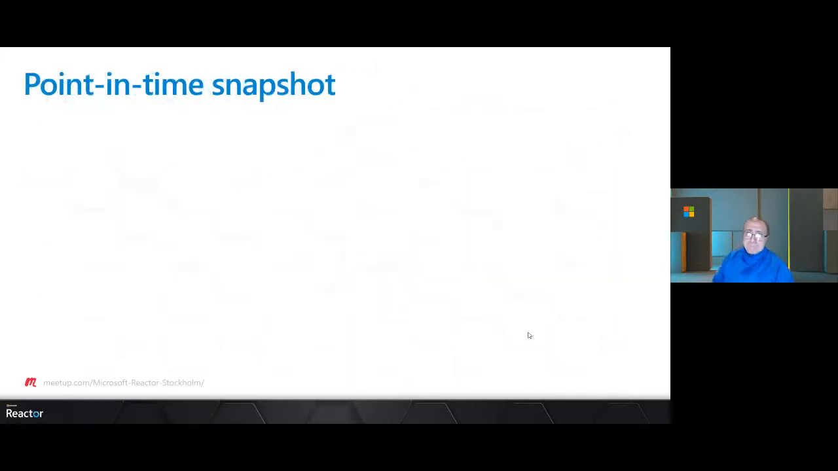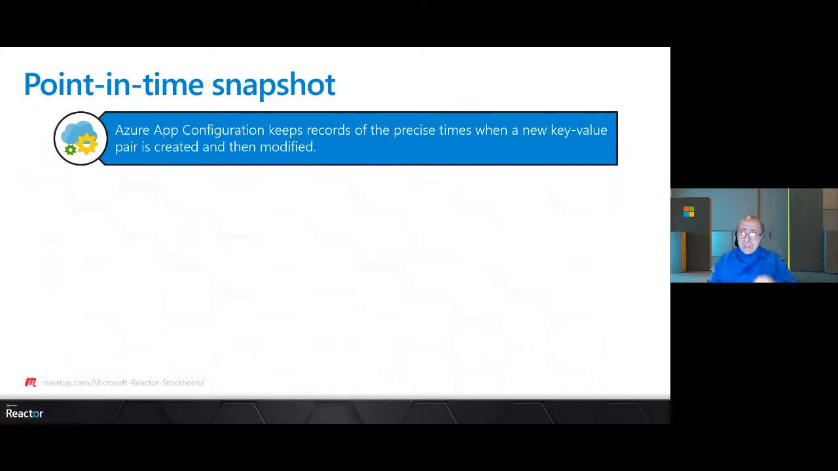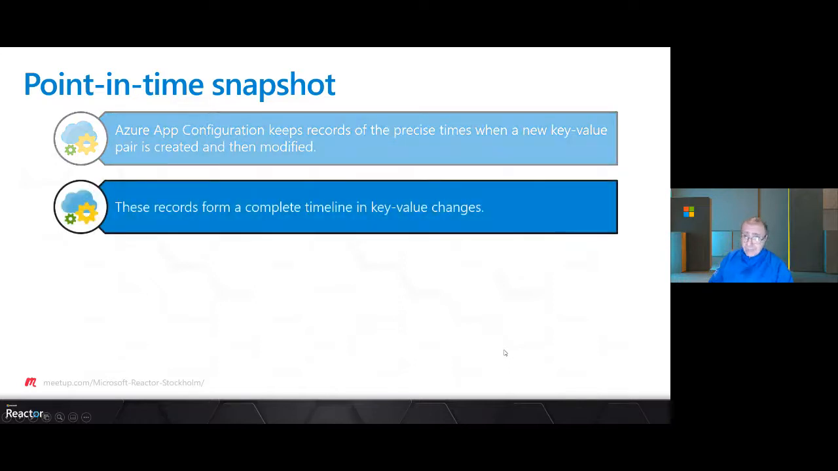Let's go. Point in time. Every time you change a key value, the app configuration keeps the record of this modification, of this update, and you have a history, a timeline. You can navigate backward and forward as you want. So you have a timeline, as I said. Every time we change the value, we have a new record, we have a new snapshot in time.